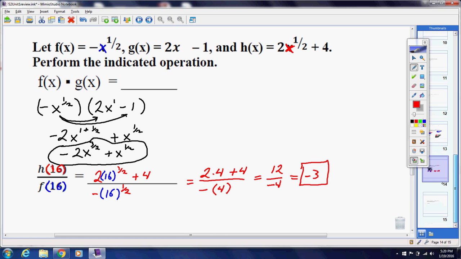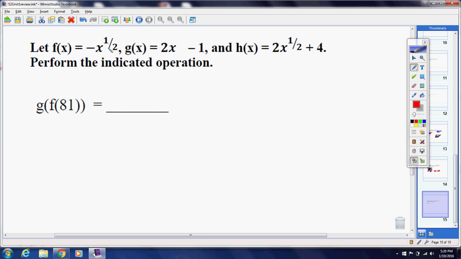All right, last one. Okay, same functions, and I need to find g of f of 81. I don't know what g of f of 81 is, but I know I can find out what f of 81 is. Work your way from the inside to out. So I can substitute and find out what f of 81 is. Let's just leave this g on the outside here and find out what f of 81 is.